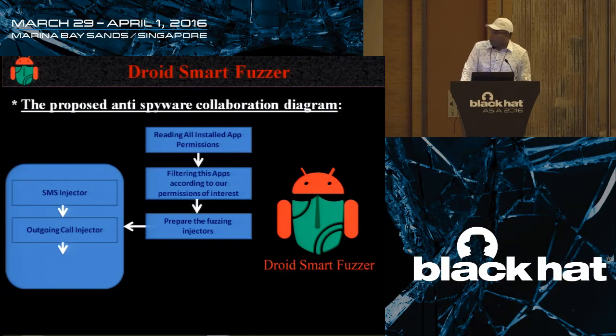And the second injector will be the outgoing call. We simply use the action call event in the phone call functionality available in the Android built device to force the cell phone to call itself. This is simply, I forced the phone to call itself.